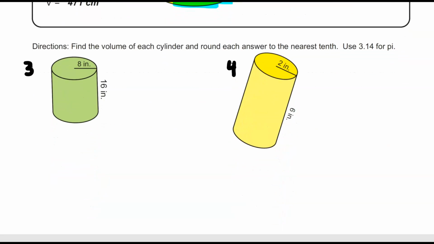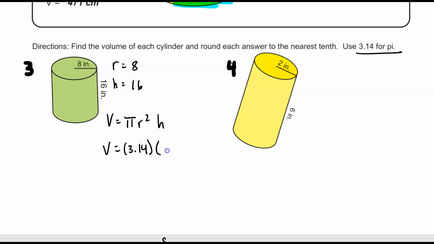And so when we do number 3, we're going to say, okay, our r is equal to 8. Our height is equal to 16. So our volume is equal to pi r squared h. Volume is equal to pi, it says right here, use 3.14, so 3.14 times r squared, so times 8 squared. Remember, that is 8 times 8, not 8 times 2, and then times your height, which is 16.